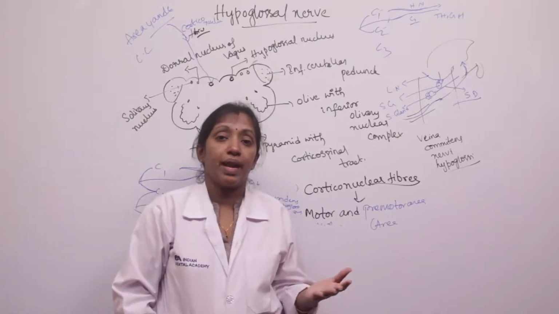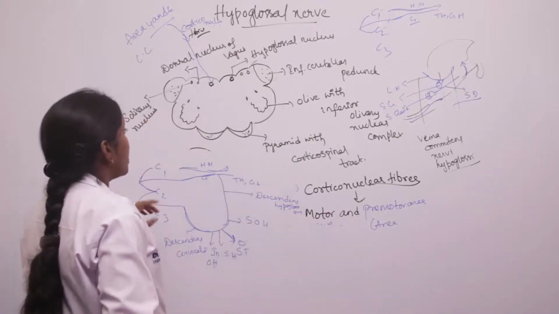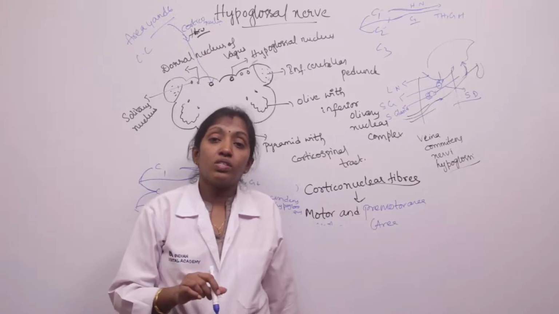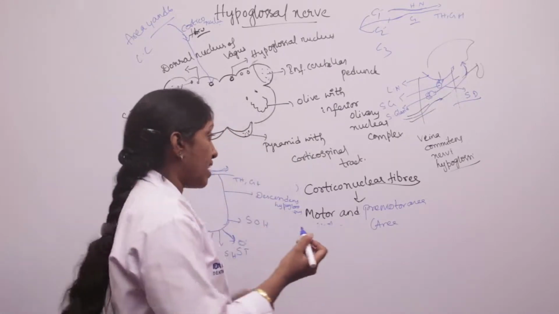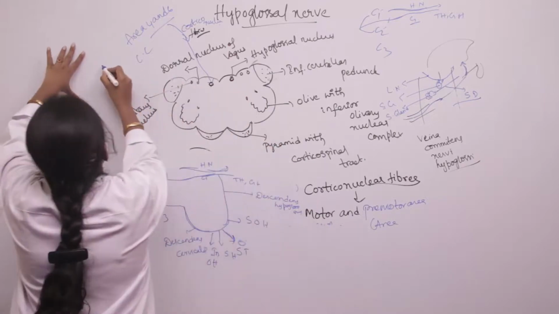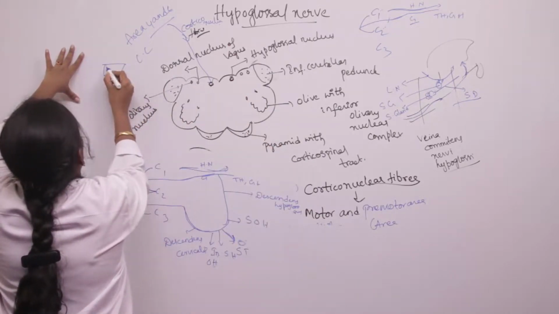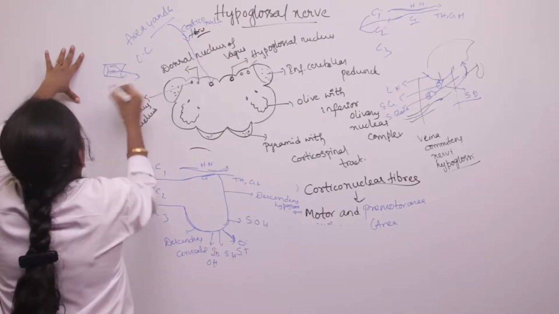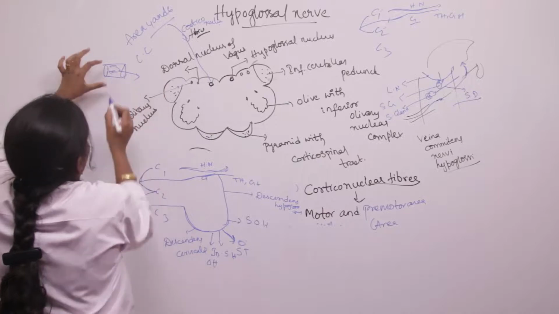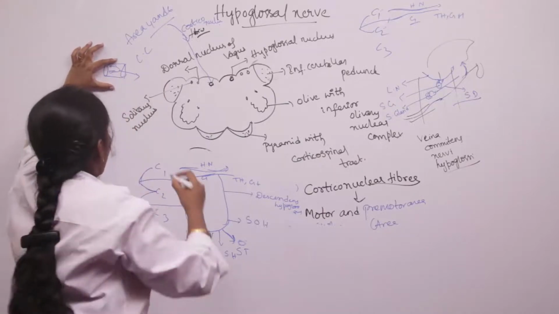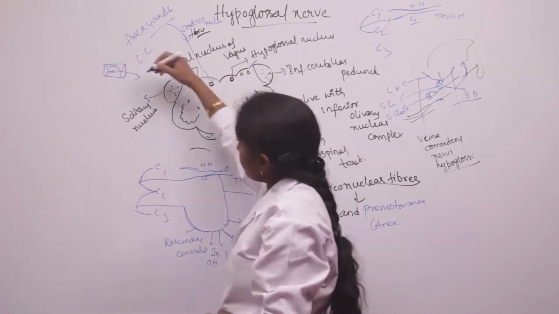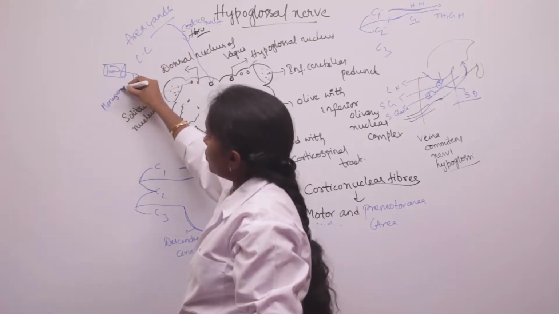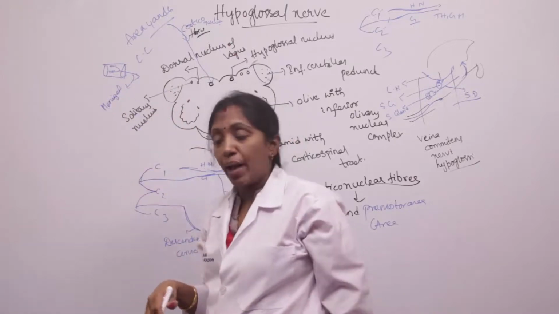Okay, coming to the branches, communicating or now distributing branches. What are the distributing branches? After emerging from the hypoglossal canal, the hypoglossal nerve gives one important branch, that is the meningeal branch. In the hypoglossal canal, the two bundles unite to form one bundle, right? So after emerging from the hypoglossal canal, it gives the meningeal branch, which recurs through the hypoglossal canal.